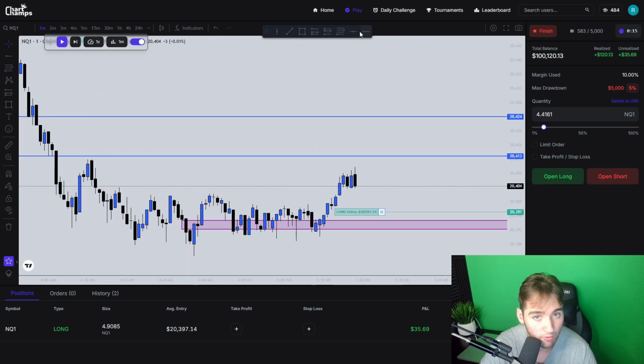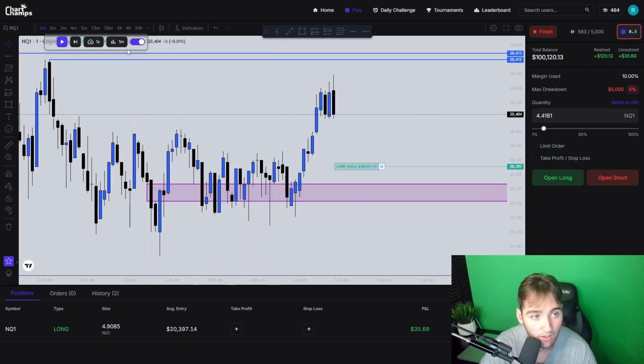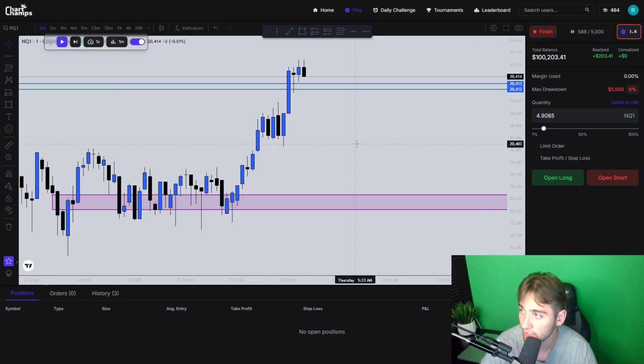Where are we likely to go? Well, this high, potentially this high. We're actually inside. We have the rest of this gap to fill. Let's see if we hit this high. Boom, we do. There it is. We're out of the trade. Boom, nice.